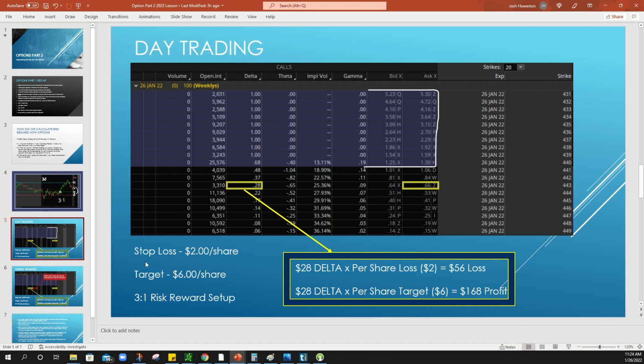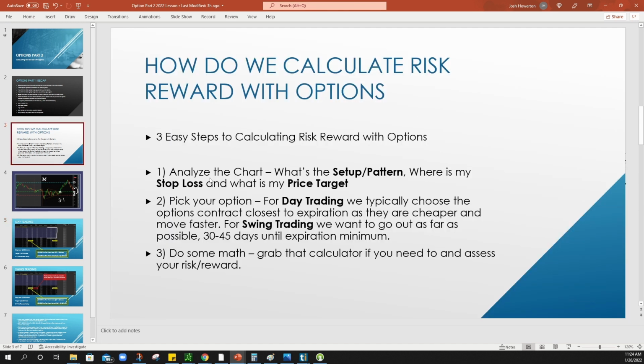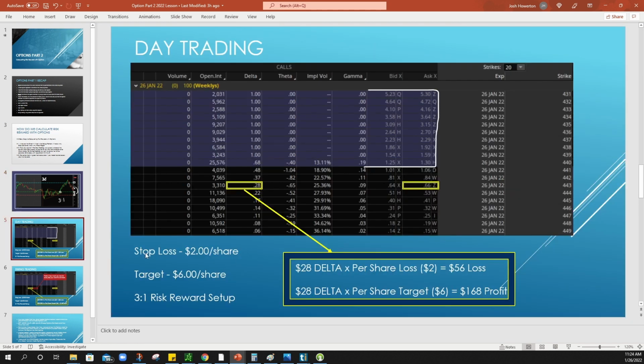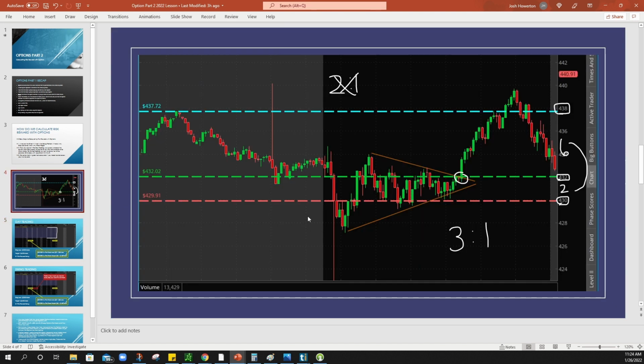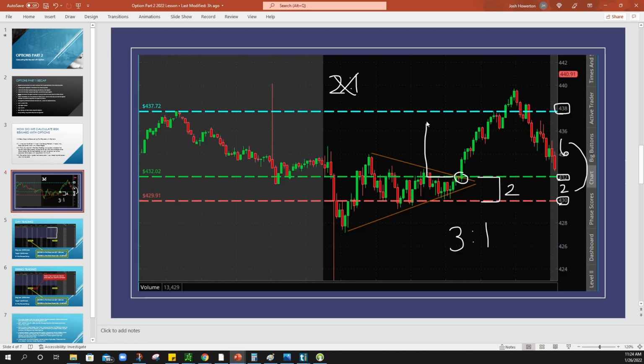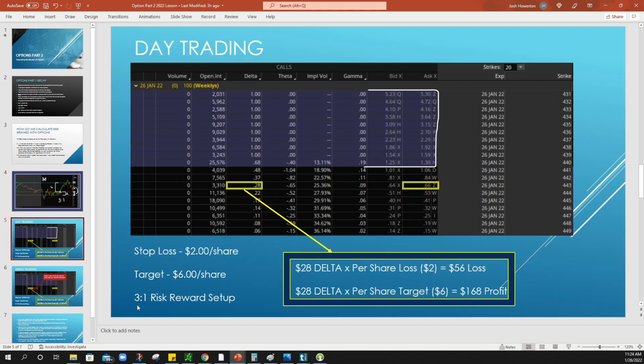And remember, we've already built our plan. We analyzed that chart. Remember? We have an entry, we have a stop loss, and we have a target. That's a stop loss of $2 per share. So we know our stop loss is $2 per share, correct? Correct. We know our target is $6 per share, right? We've assessed that. That is a 3-to-1 risk reward setup. So what does that equate to?